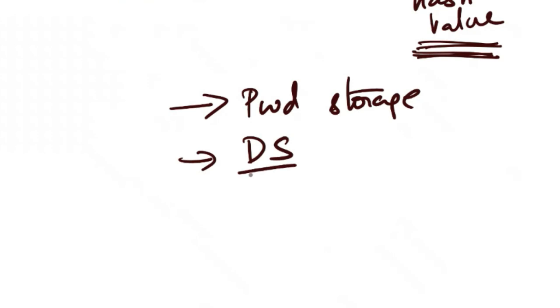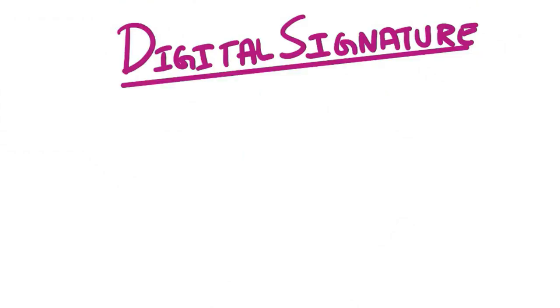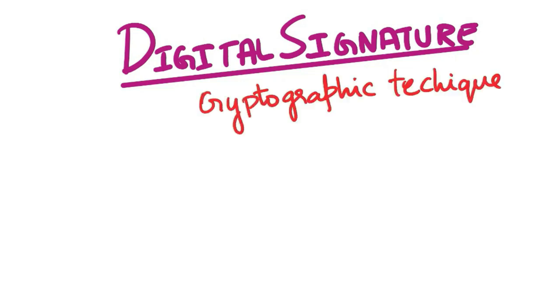Next, digital signatures. Hashing is a key component of digital signatures. Hash functions are used to create message digests, that is hash values, which are then encrypted with the signer's private key to generate a digital signature. So what is a digital signature? A digital signature is a cryptographic technique. It is used to verify the authenticity, integrity, and origin of a digital message, document, or transaction in the digital world. They serve as a digital counterpart to handwritten signatures.